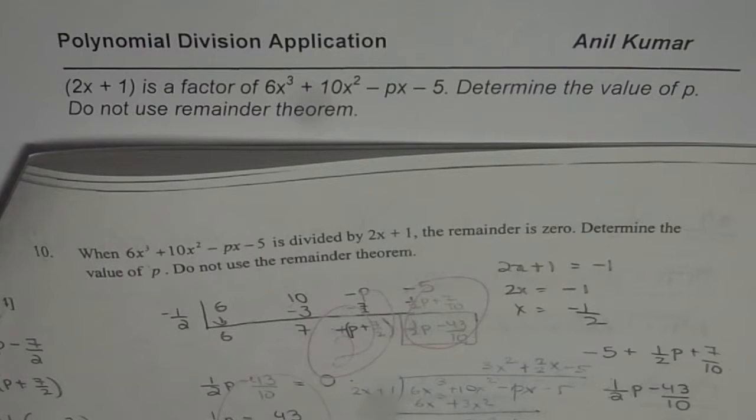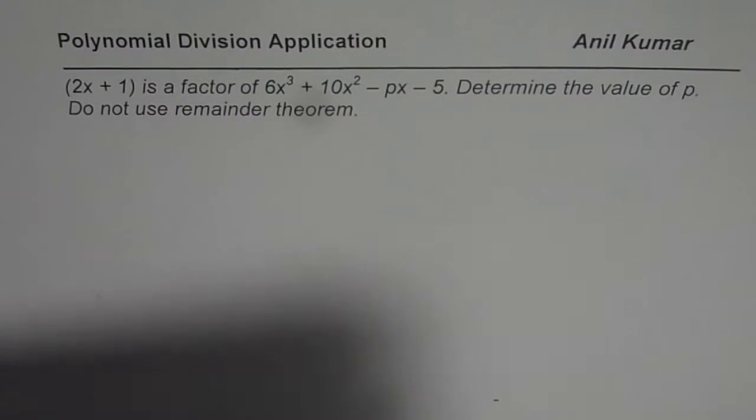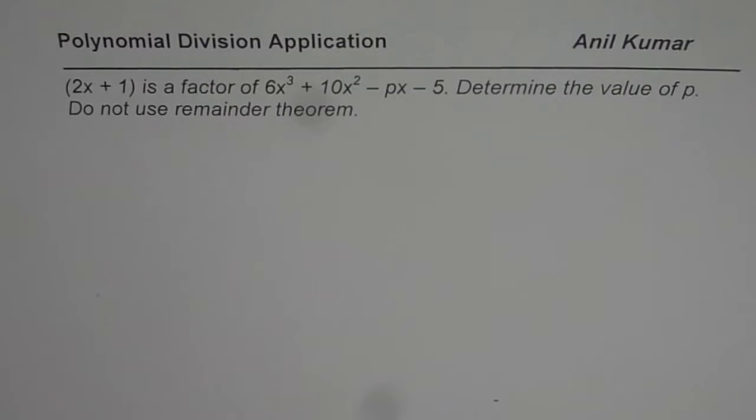Let us look into it in more detail. The question here is: 2x plus 1 is a factor of 6x cubed plus 10x squared minus px minus 5. Determine the value of p. Do not use remainder theorem. Right, so that is the question for you. You can pause the video, answer the question, and then check with my solution.